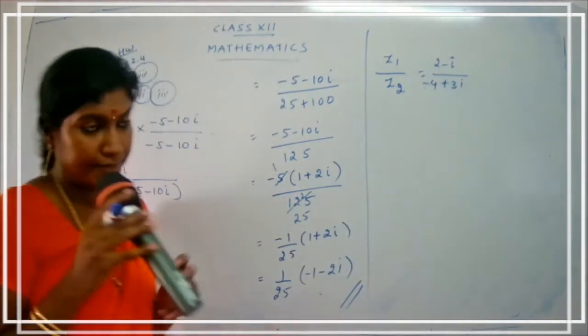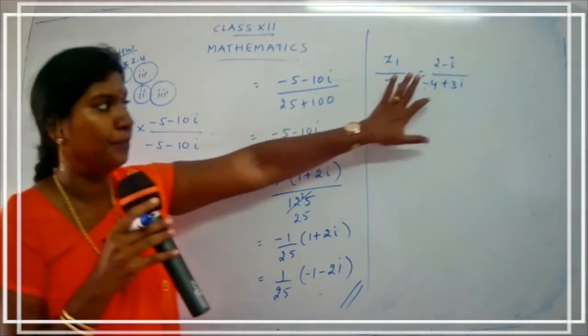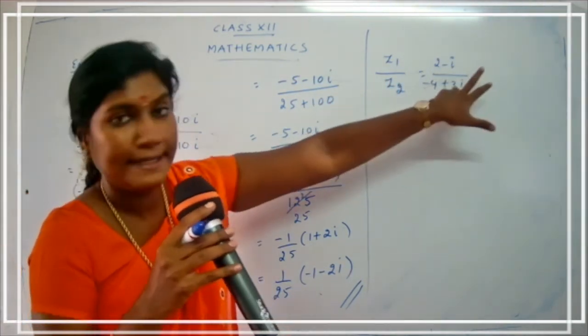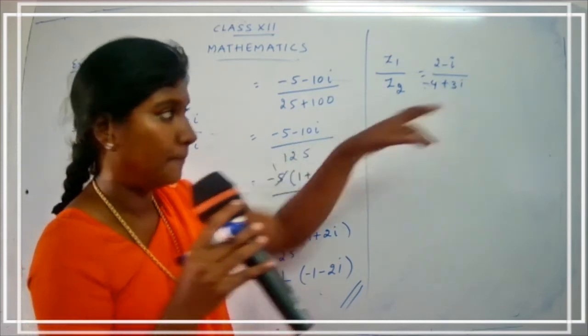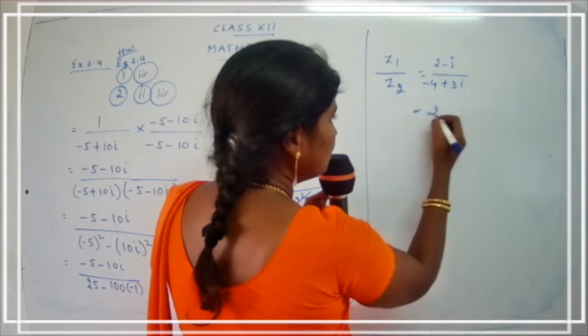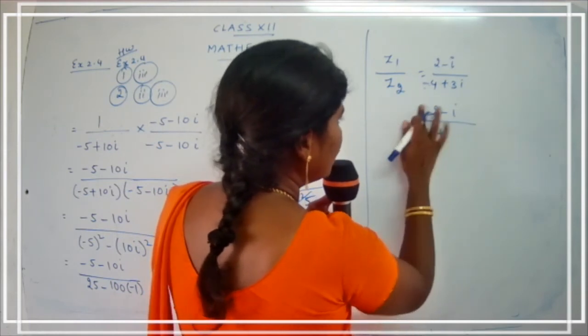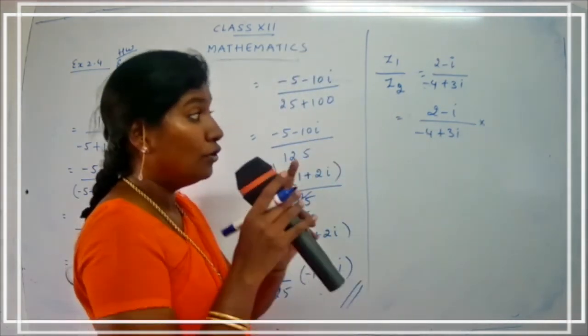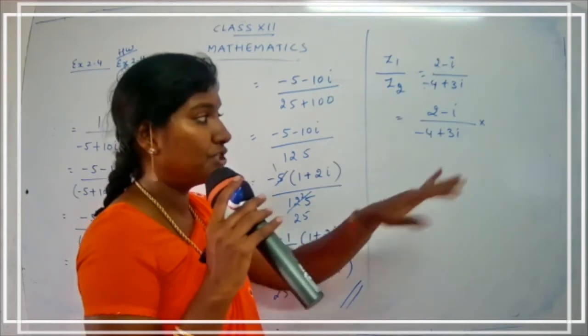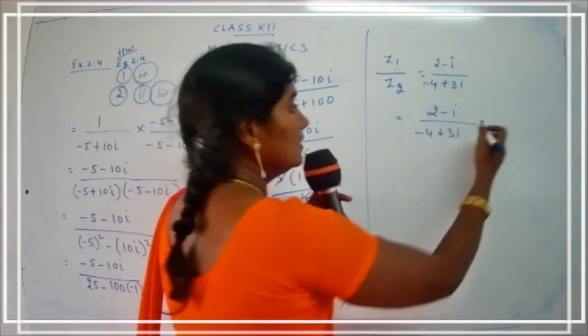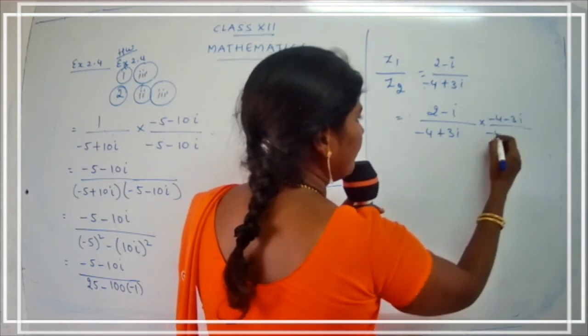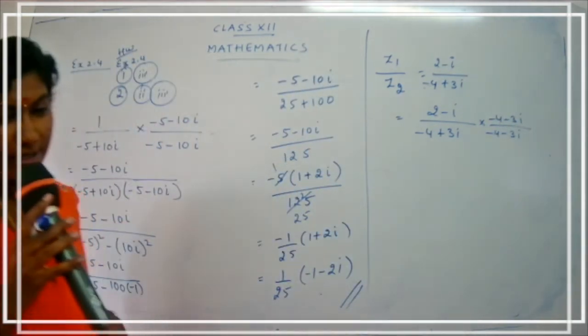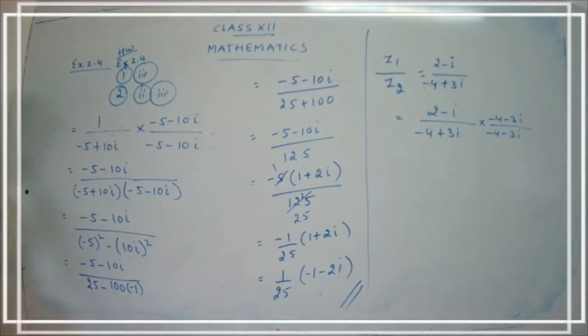So you know how to change, yes children? Yes, we should not keep the imaginary part in the denominator part. So you have to multiply and divide by the conjugate of this number. So this is equal to 2 minus i upon minus 4 plus 3i into minus 4 minus 3i upon minus 4 minus 3i. Whenever you are going for a conjugate, do not change the sign of the real part. You have to change the sign of the imaginary part. I hope you are clear with this part, yes children? We have done a lot of sums, so you must be knowing how to do it. Okay, come on, proceed with the sums.